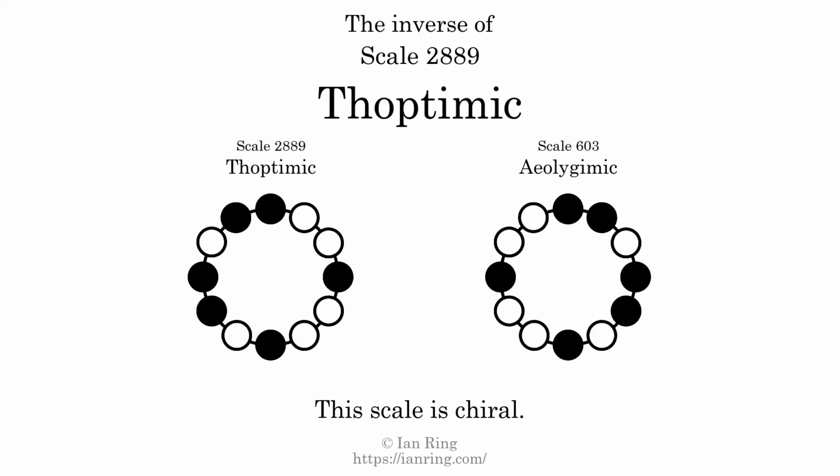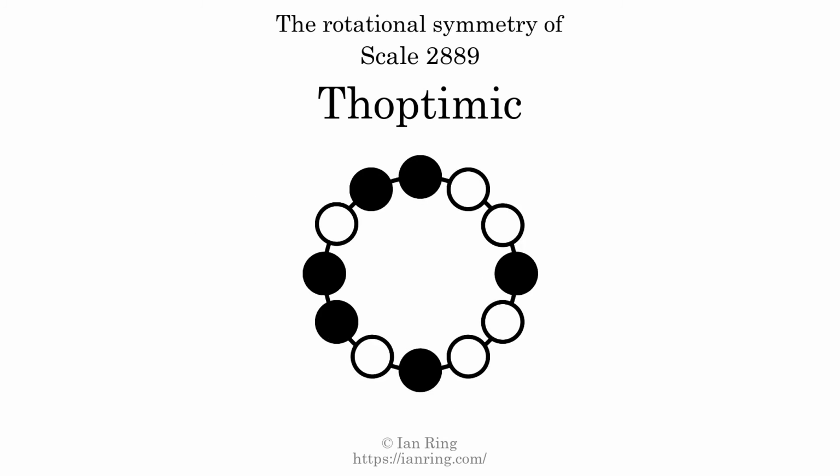The inverse of a scale is a mirror image. It is what you get when the sequence of intervals is reversed. The inverse of this scale is scale 603, also known as ellogemic. This scale is chiral. It cannot transform into its inverse by rotational transformation. This scale has no rotational symmetry.